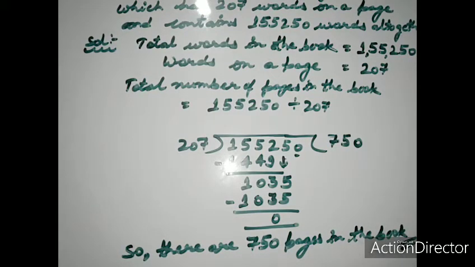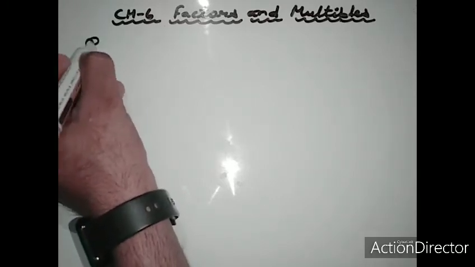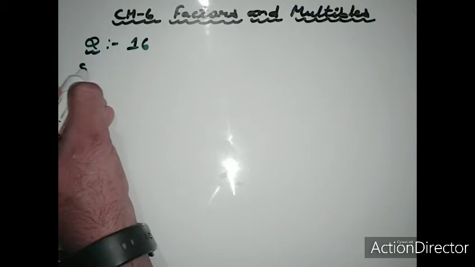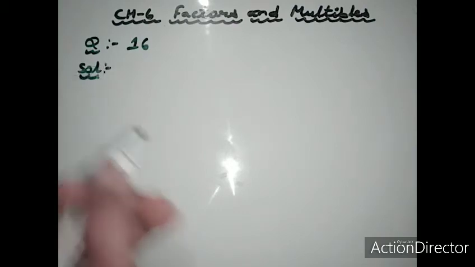Okay students, here we discuss some questions related to chapter number 6, factors and multiples. Dear students, you all know what a factor is, and here we discuss how we find the factors of numbers. So here the question is, list all the factors of the following numbers, right? So here we find the factors of 16. How do we find the factors of 16?